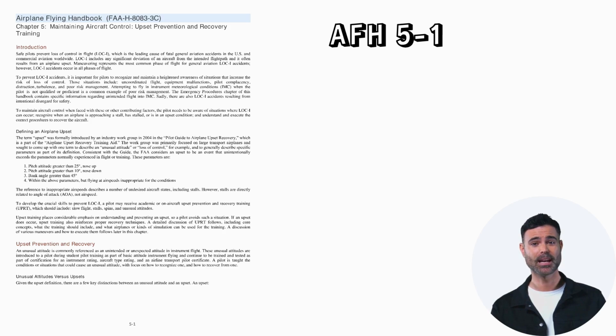LOC-I includes any significant deviation of an aircraft from the intended flight path, and it often results from an airplane upset. Maneuvering represents the most common phase of flight for general aviation LOC-I accidents. However, LOC-I accidents occur in all phases of flight.